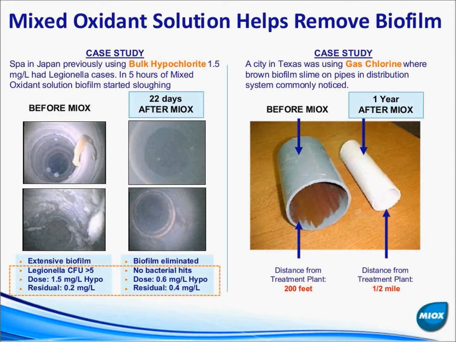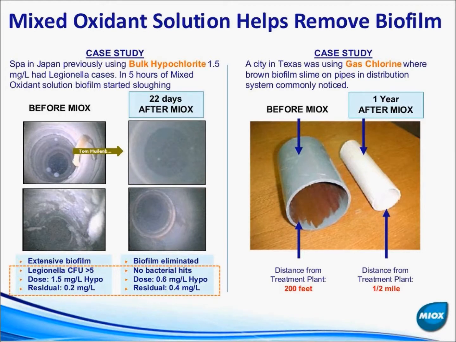So as I mentioned earlier, mixed oxidants help remove biofilm. They do a wonderful job of removing biofilm in not just drinking water applications, but pools and spas. In fact, the diagram on the left-hand side here is from a really dramatic borescope image of a spa in Japan where, unfortunately, some folks died as a result of exposure to Legionella. And once they made the conversion, you can see the borescope images before MIOX that show biofilm on the recirculation loop in that spa of as much as 1/4 of an inch or more, and then after 22 days, the pipes are virtually spotless.